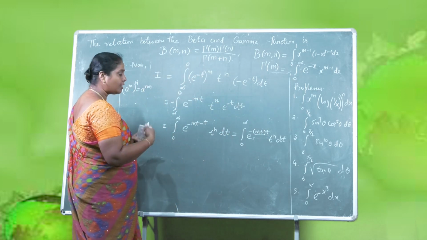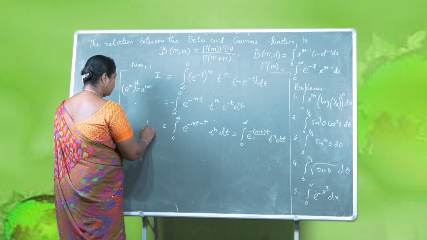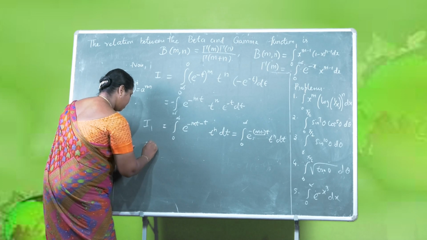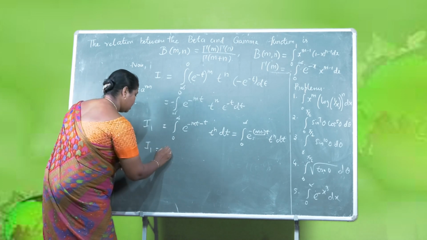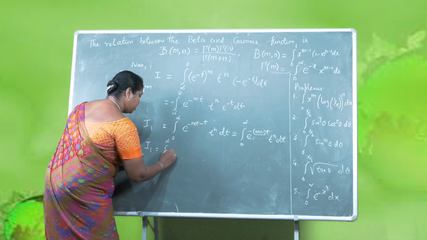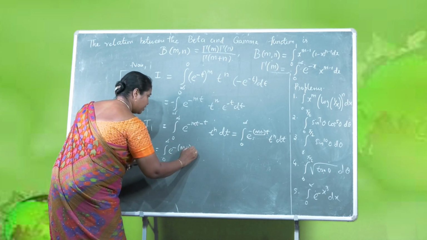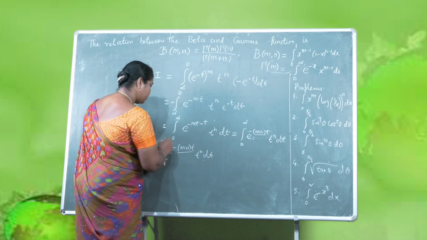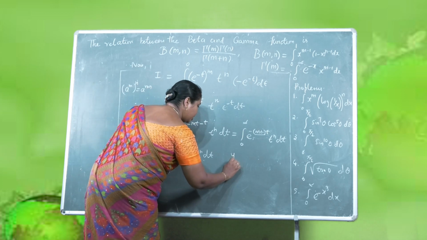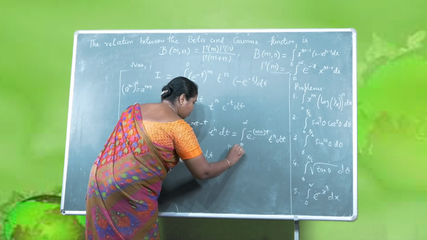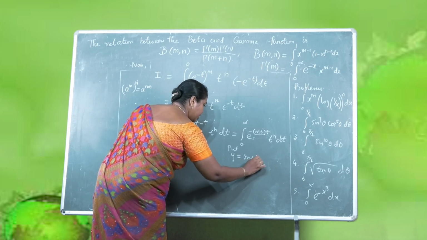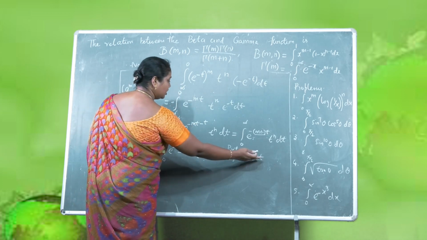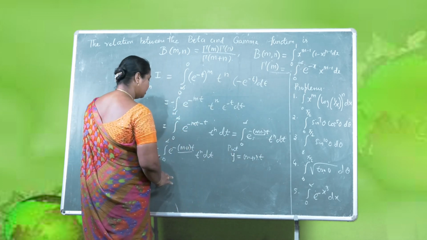So again we are going to use a substitution. For that, let us take this as I1. So I1 is this integral: I1 is nothing but the integral from 0 to infinity of e power minus of m plus 1 into t, t power n dt. In this, our problematic term is this m plus 1. So we are going to substitute, put y equal to m plus 1 into t. If t equals 0, the limit will not change. If t equals infinity, y also will have infinity limit.